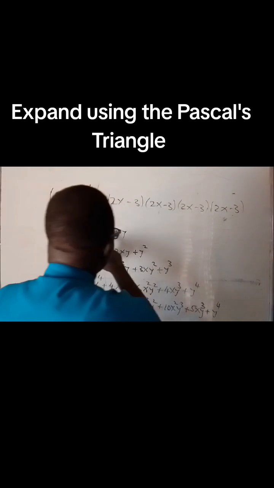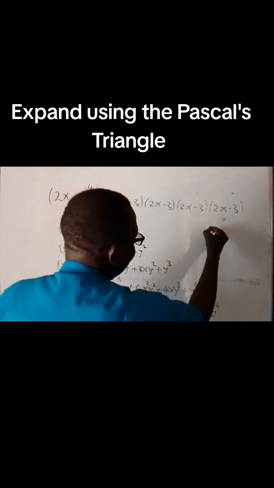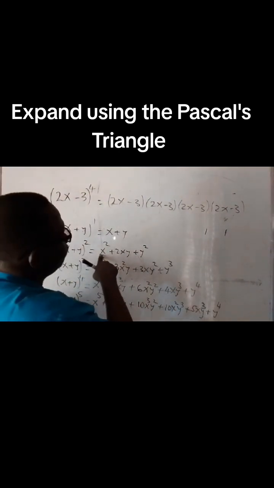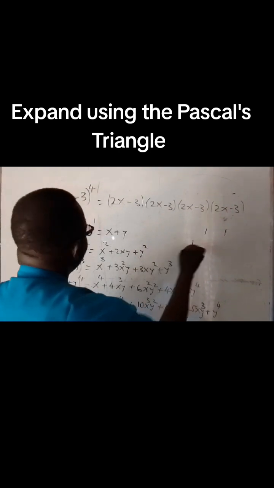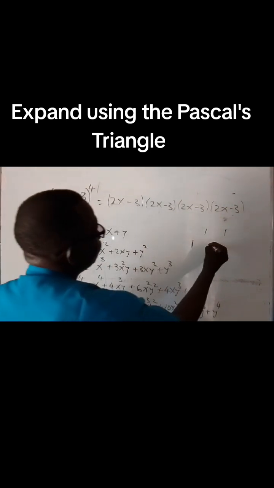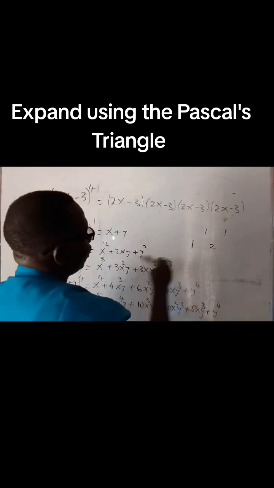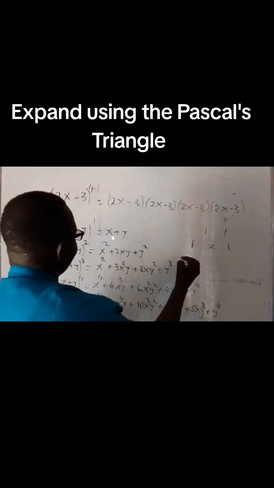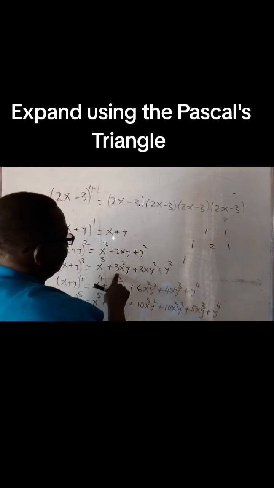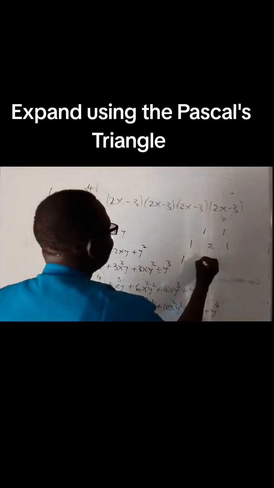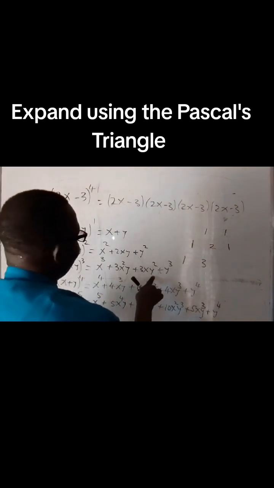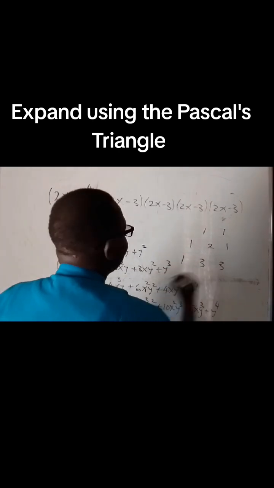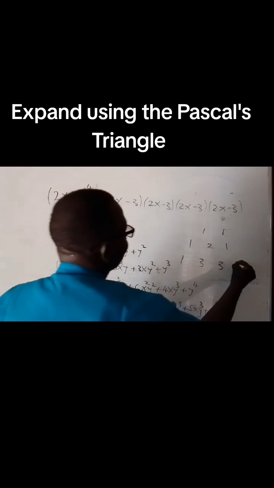That is, for x, the coefficient is 1. For y, the coefficient also is 1. Here in the second expansion, the coefficient of x squared is 1, the coefficient of xy is 2, and the coefficient of y squared is 1. In the third expansion, the coefficient of x cubed is 1, the coefficient of the second term is 3, and the coefficient of the third term is 3. And the fourth term has 1.